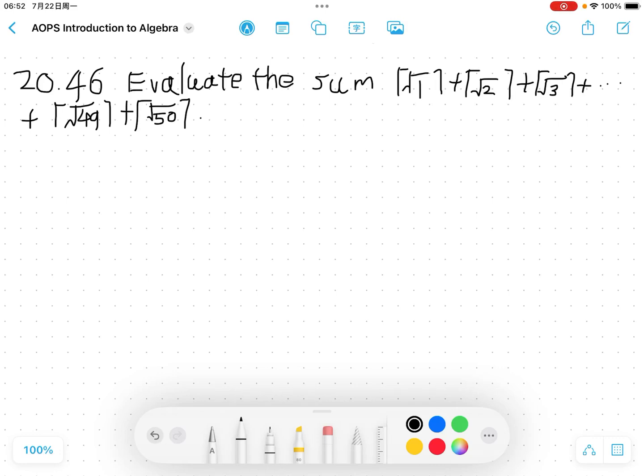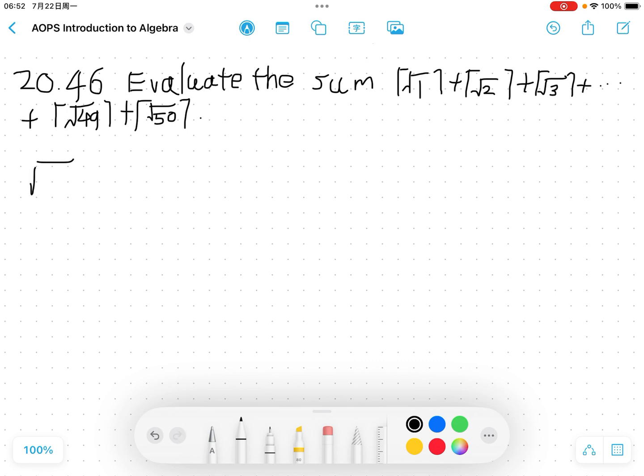Today we're going to do AOPS Introduction to Algebra, problem 20.46. It says evaluate the sum of this expression here involving ceiling functions. In order to evaluate the sum, we need to find out the range for each integer.